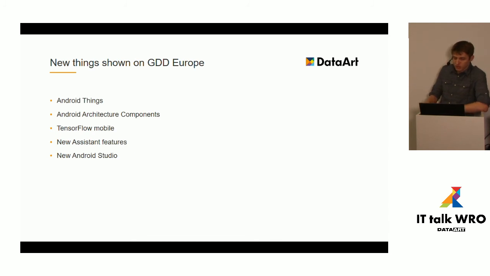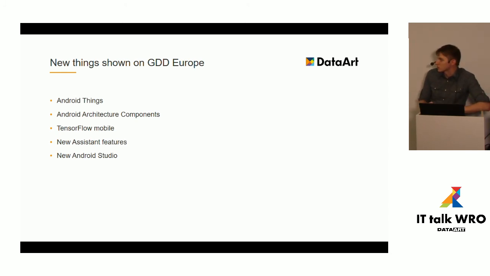Next one is a new architecture components library from Google. I will tell you a little bit more about it later. One more interesting thing that was shown is TensorFlow Mobile. If you want to add some image recognition or machine learning to your mobile device, you can do this as well. It was previously for Java, Python and Go, as I remember, and now it's coming to mobile, for Android and iOS.